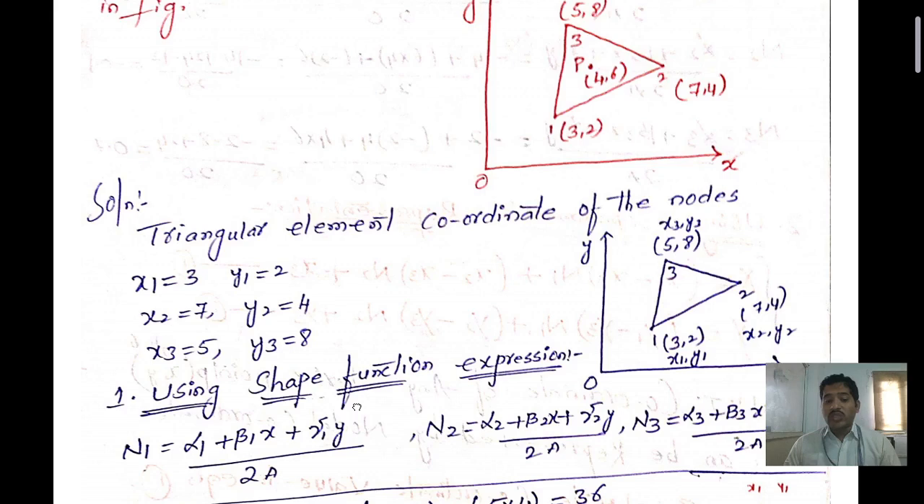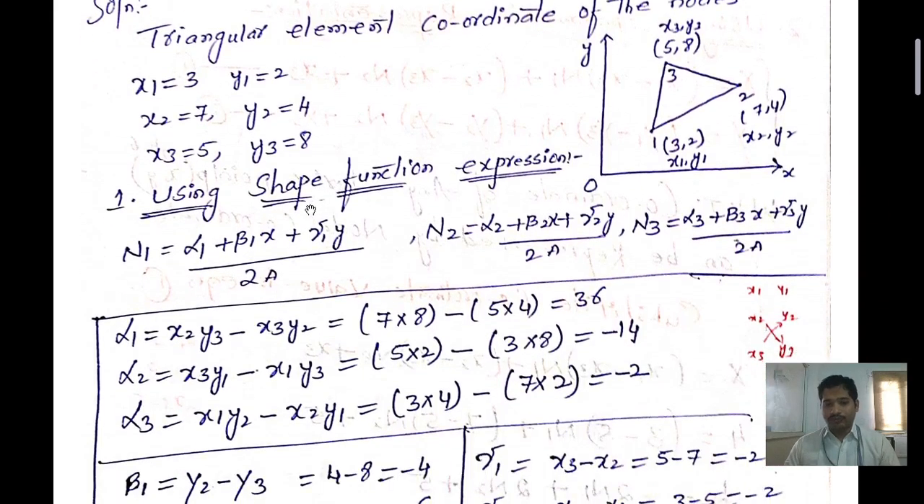First of all we have to use the shape function expressions. We know the formula of the shape function: N1 is equal to alpha 1 plus beta 1 x plus gamma 1 y by 2A. How to remember it for N2? The same thing: instead of alpha 1 we write alpha 2, instead of beta 1 we write beta 2, because we are talking about the shape function of point 2. Is it right? N2 is alpha 2 plus beta 2 x plus gamma 2 y by 2A. Shape function N3 is equal to alpha 3 plus beta 3 x plus gamma 3 y by 2A.